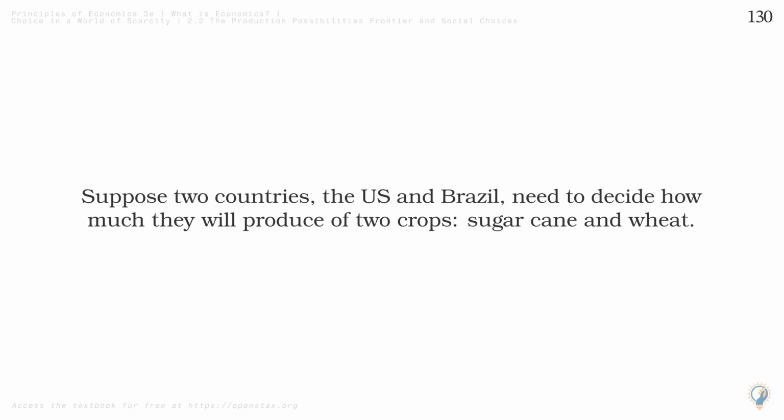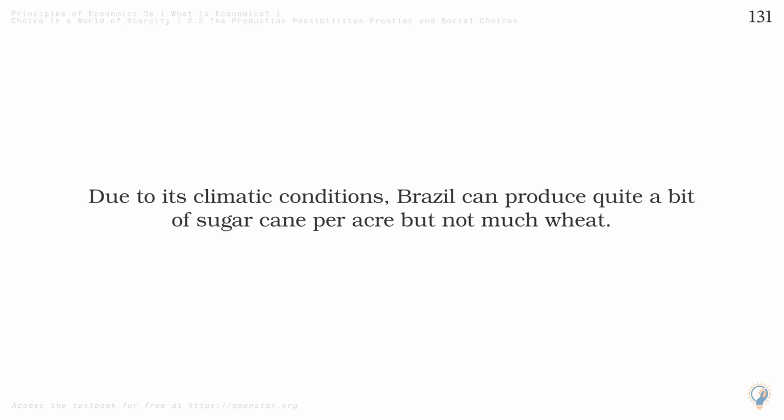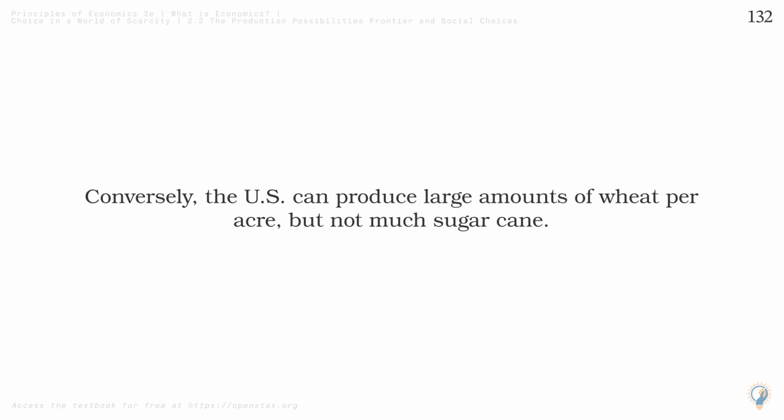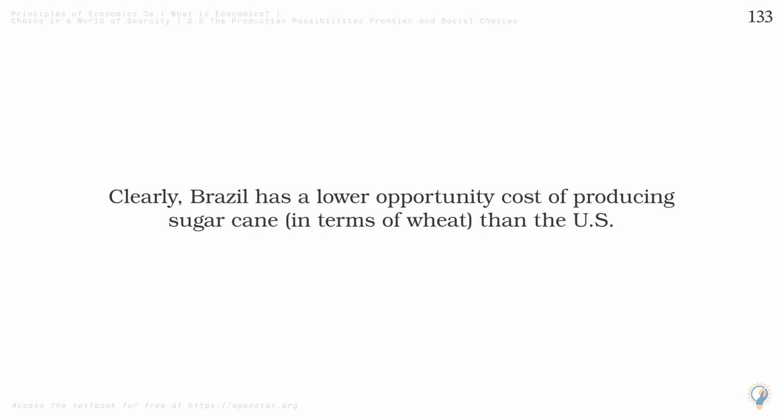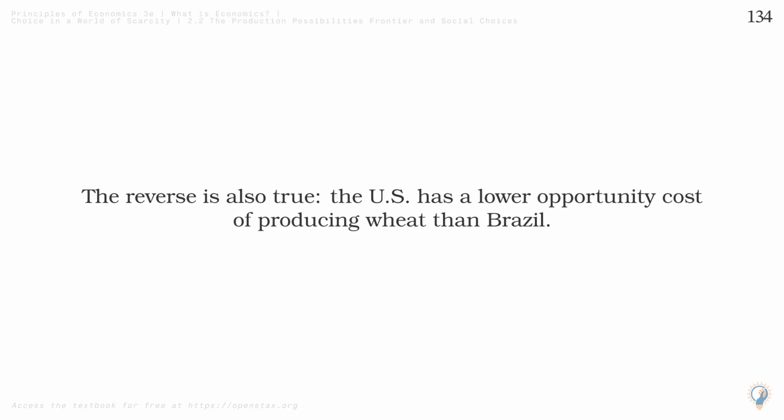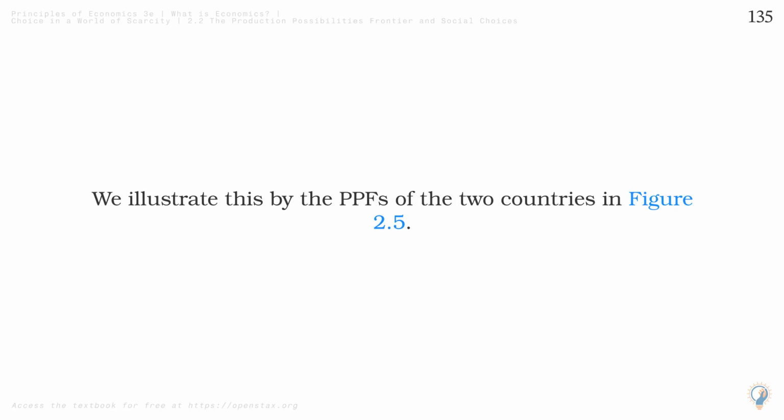Suppose two countries, the US and Brazil, need to decide how much they will produce of two crops, sugarcane and wheat. Due to its climatic conditions, Brazil can produce quite a bit of sugarcane per acre but not much wheat. Conversely, the US can produce large amounts of wheat per acre, but not much sugarcane. Clearly, Brazil has a lower opportunity cost of producing sugarcane, in terms of wheat, than the US. The reverse is also true. The US has a lower opportunity cost of producing wheat than Brazil. We illustrate this by the PPFs of the two countries in Figure 2.5.